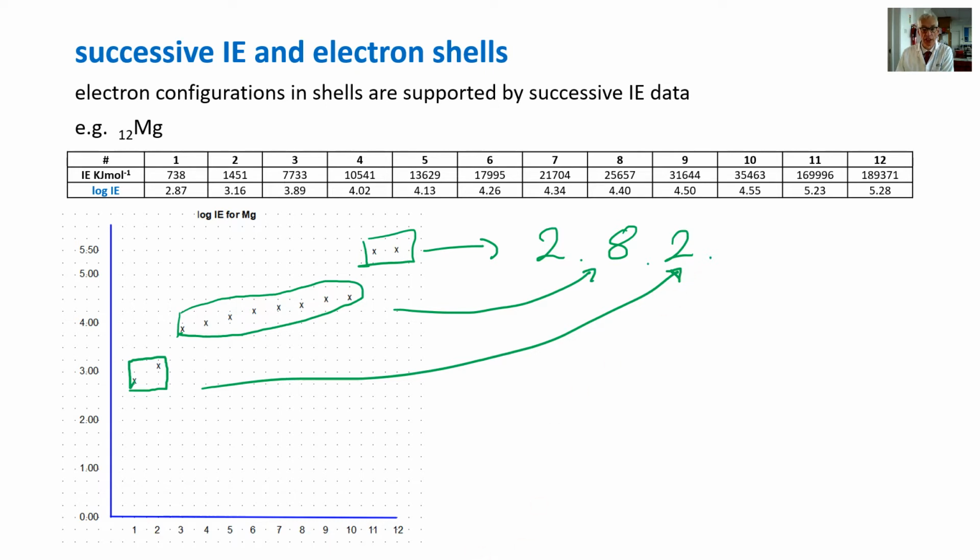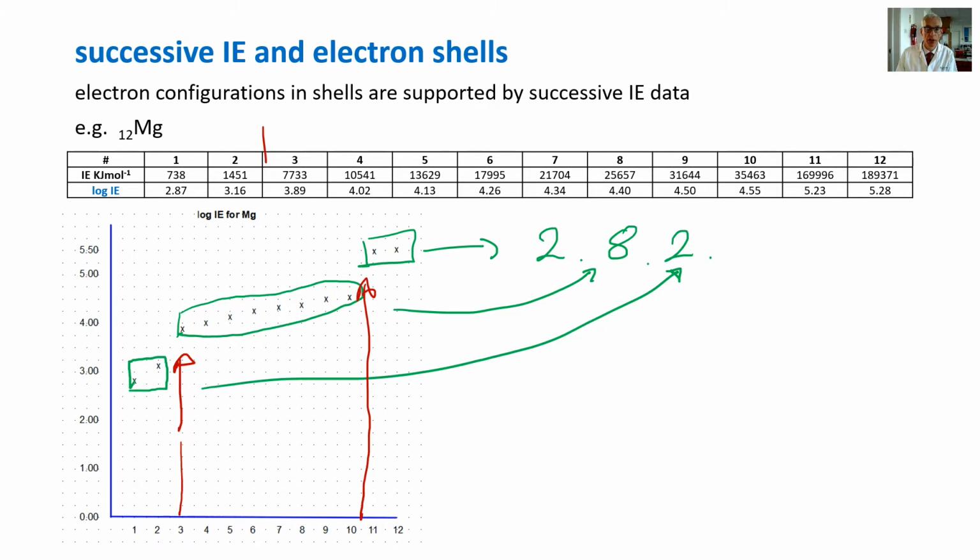So successive ionization energy data supports the electron configurations in shells that you have been writing. But we can do a little bit better than that, because given ionization energy data, we can look for the jumps. So we can see here that there's a big jump between the second and the third. Between the 10th and the 11th there's a big jump.